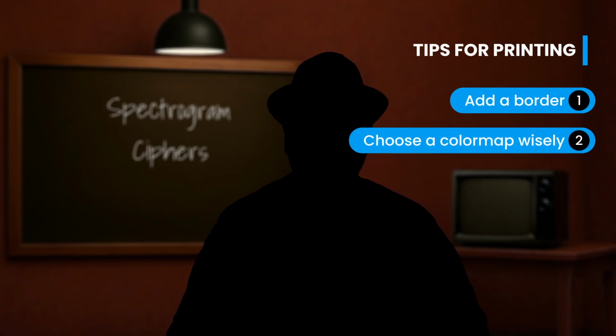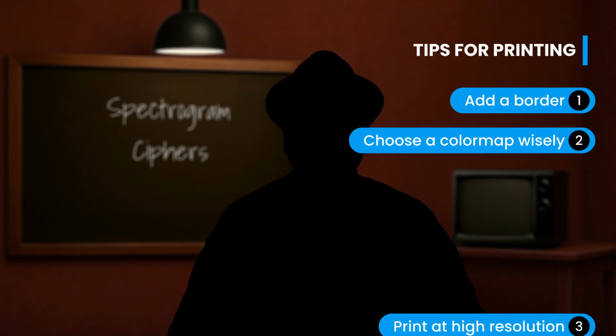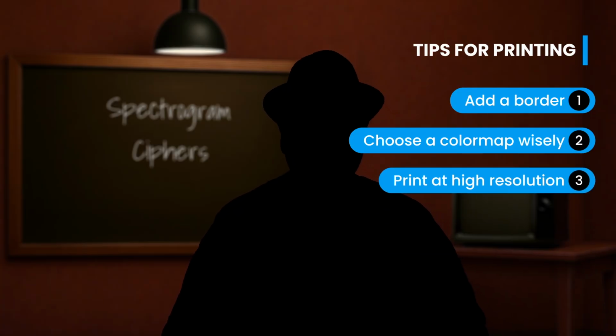Next, choose your color map wisely. Grayscale is the safest bet for printing because it only needs black ink and it scans or photographs cleanly. If you use a color map like Viridis or Plasma, just make sure your printer can reproduce those colors accurately. Color shifts from printing will change how ReSounder interprets the magnitudes. Finally, print at high resolution. The more detail in the print, the better the reconstruction. Use the highest quality print settings your printer offers.